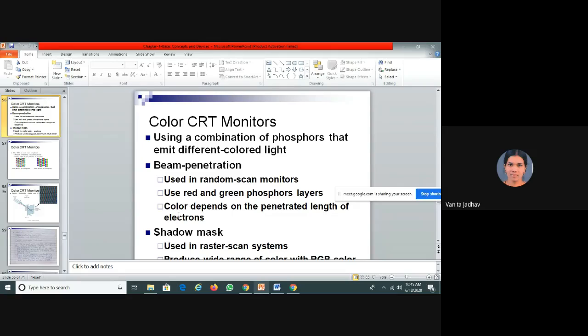And how are these colors generated? Colors are generated with the help of a combination of phosphors and a combination of electron guns. Two techniques are used by color CRT monitors: one is the beam penetration technique, another is the shadow mask technique. After that, we discussed the color models. How many color models did we discuss? We discussed two color models. One is the RGB color model and another is the CMYK color model.